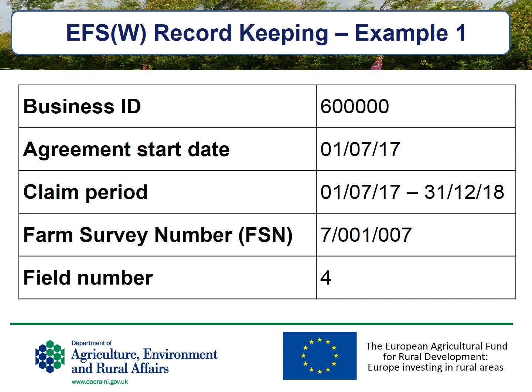Records of the option and capital items undertaken in your EFS agreement must be kept, first of all, at field level, and secondly, they must be kept for each year of your agreement. Therefore, the first section of the records example template gives the business ID, the agreement start date, the claim period or year, the farm survey number, and the field number. In this example, the EFS participant will establish the option establishment of native woodland less than 5 hectares in field 4 in the first year of the scheme. And in the next few slides, it shows the work that needs to be undertaken for the further record keeping.